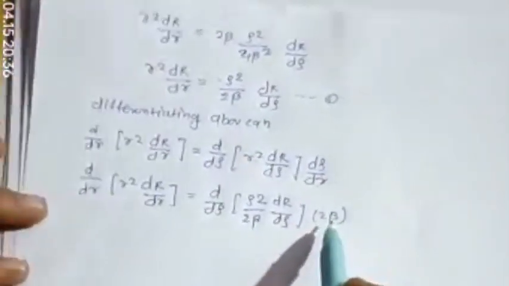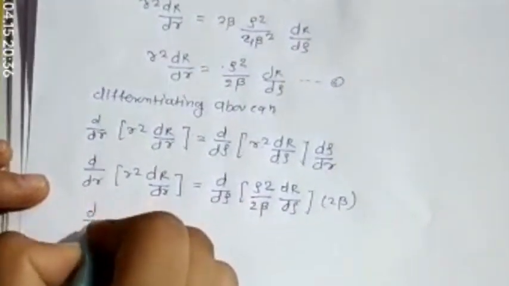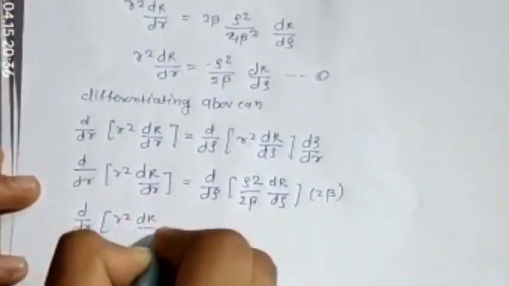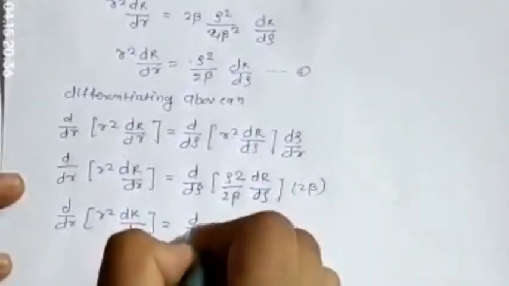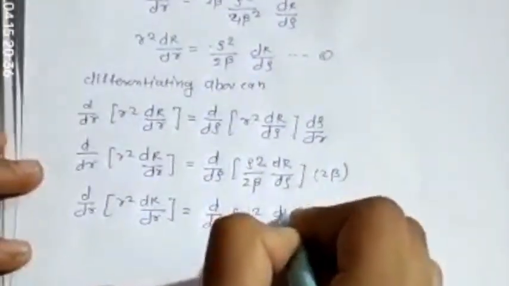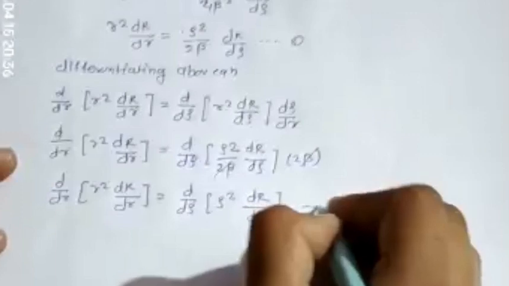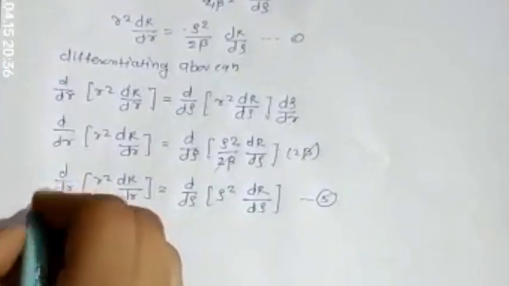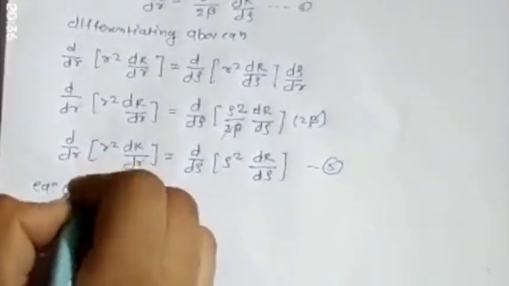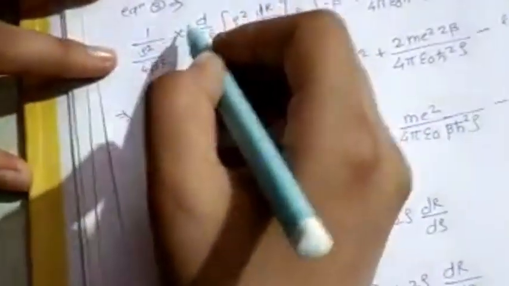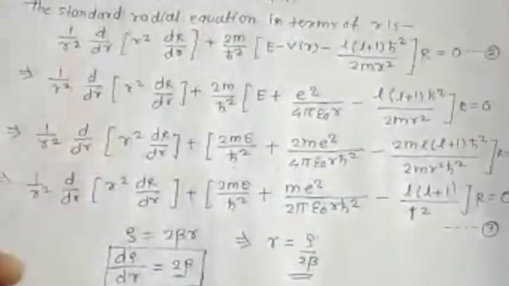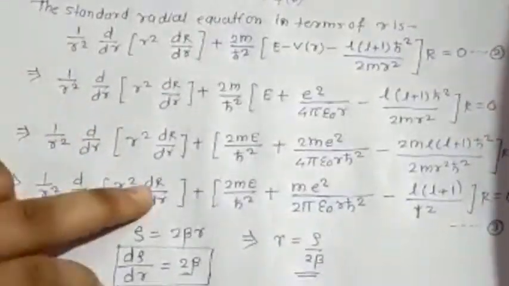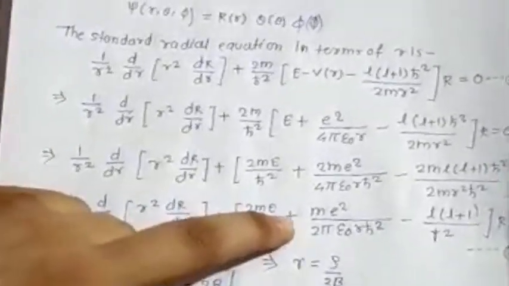Here we are substituting. So from this one we are getting d by dr of r square dr upon dr is equals to d by d rho of r square dr divided by d rho. Here 2 beta getting cancelled and we get equation number 5 in terms of rho. Now put this value in equation number 3. Therefore equation 3 becomes, we all know equation number 3, that is 1 upon r square d by dr of r square dr upon dr plus 2me h cut square plus these all terms.